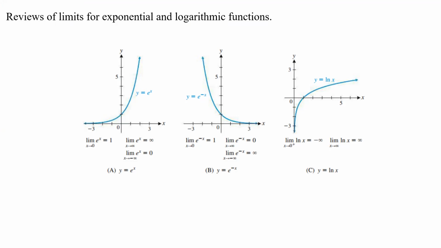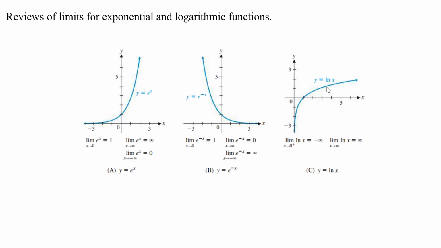As x approaches positive infinity, it goes to positive infinity. As it approaches negative infinity, it goes to 0. Now this is kind of the opposite here. As x equals 0, it's going to be 1. As it goes to positive infinity, it goes to 0. And as it goes to negative infinity, it goes to positive infinity.